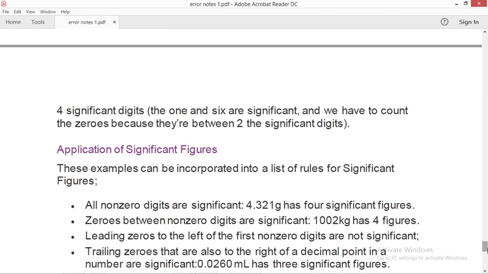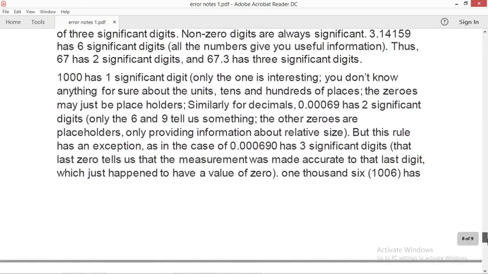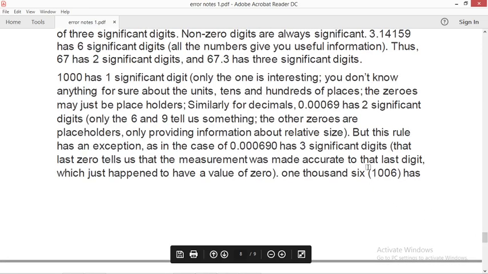So these rules are very common, and you have already done them in your 11th and 12th standard. There were 2 significant digits over here, which are 1 and 6. The zeros between them are also considered significant. Over here, there were only 2 significant digits, 6 and 9. The other zeros were regarded as placeholders. Over here, the 0 after 6 and 9 is also considered a significant digit.